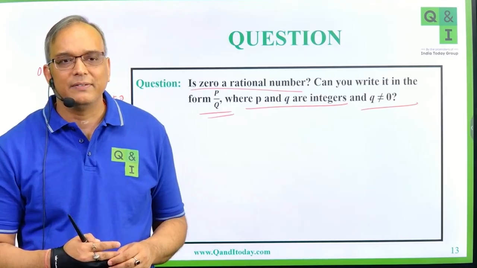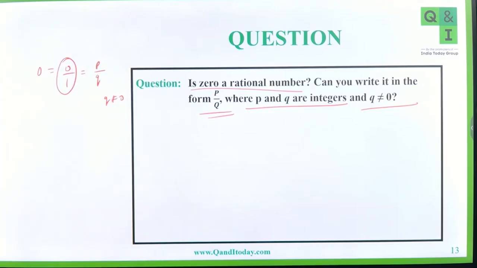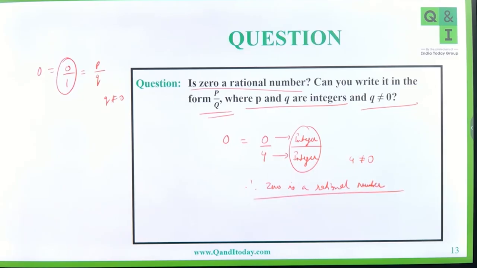Kavin is asking, can you give an example of this question, sir? Yes, I'll do that. So is 0 a rational number? As I said, 0 can also be written as 0 by 4. Now 0 is an integer and 4 is also an integer. So because it is a ratio of integer over integer, where the denominator is not equal to 0, 0 is a rational number. Is it clear?